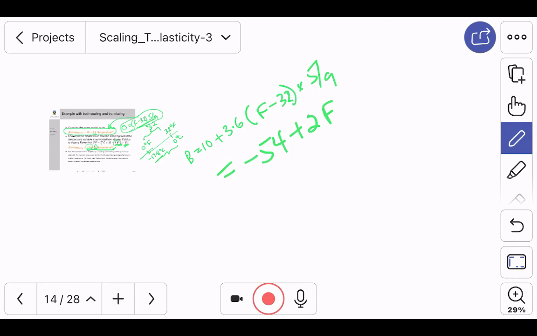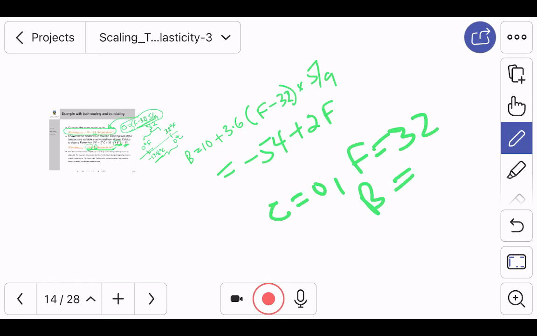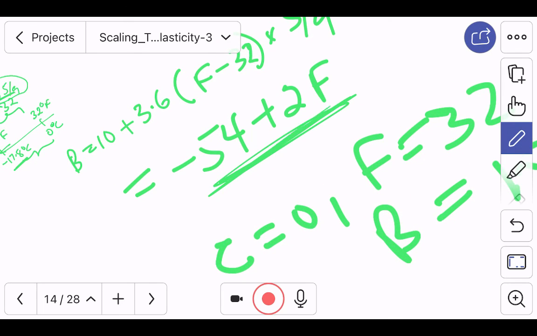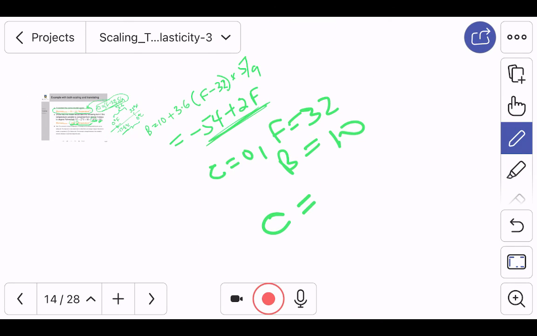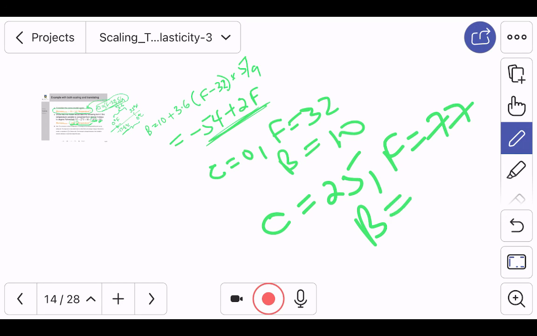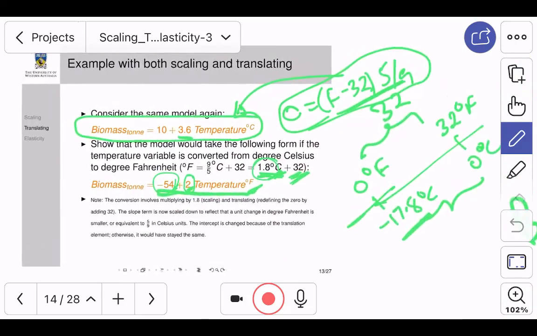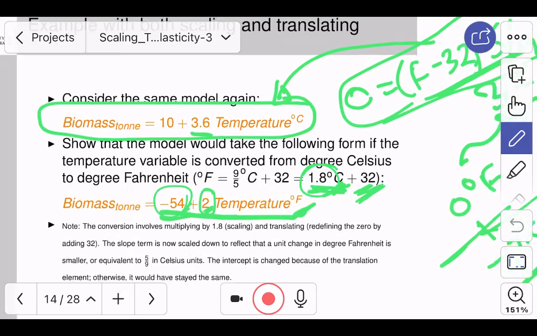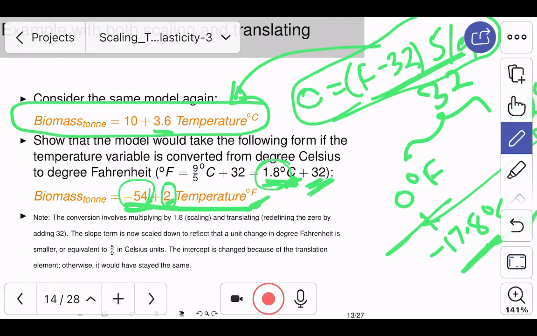And you can check. So if you check when C is 0, F is 32, the biomass has to be the same from both equations. What you are going to get is, of course, 10. It doesn't matter whether you use this equation or the original one. And it should be the same when you have a different temperature. Biomass from both equations is going to be 100. So again, whether you translate and scale, the regression story or the model is going to stay the same.